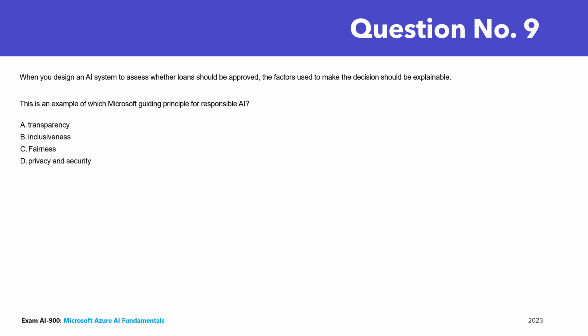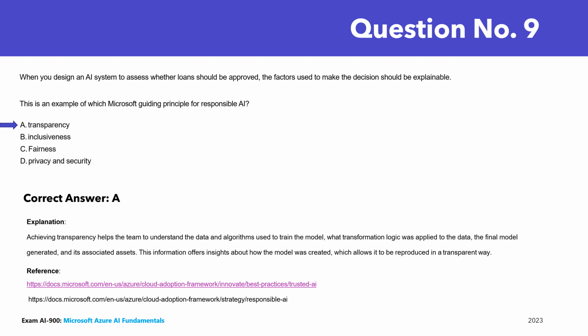When you design an AI system to assess whether loans should be approved, the factors used to make the decision should be explainable. This is an example of which Microsoft guiding principle for responsible AI? A. Transparency. B. Inclusiveness. C. Fairness. D. Privacy and security. Correct answer, A.